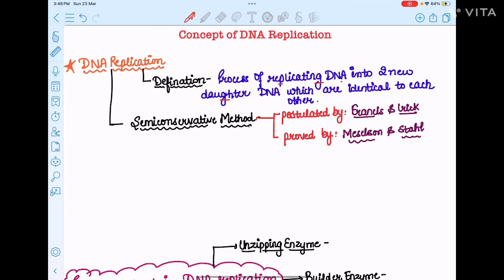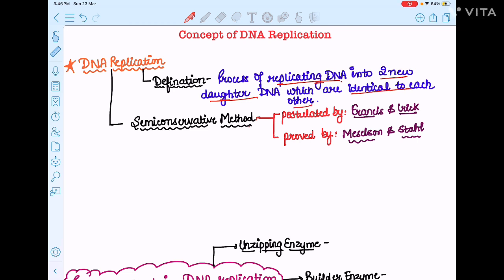Hello everyone, welcome to Biology with Medmelo, and today we are going to continue the question of our DNA. That is, we are going to learn the concept of DNA replication. By literal meaning, the definition of DNA replication is the process of replication of DNA into two new daughter DNA which are identical to one another by using certain enzymes.